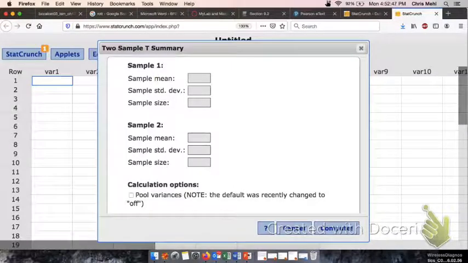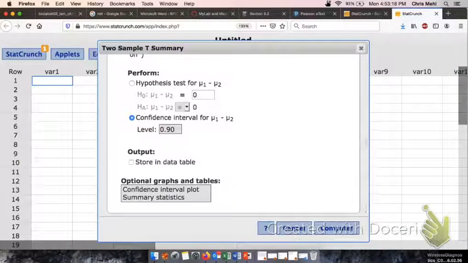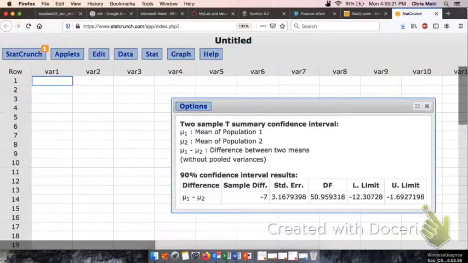So the first sample mean, Mr. Smith's class, had a mean grade of 78, standard deviation of 10, and there were 36 students in the sample. And the mean from Mrs. Jones' class, the mean grade was 85, the standard deviation was 15, and the sample size was 31. Now what you're going to do is come down here and this time select confidence interval, and since it was 90%, our level is going to be 0.90.